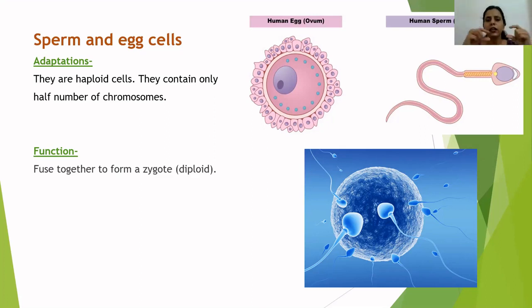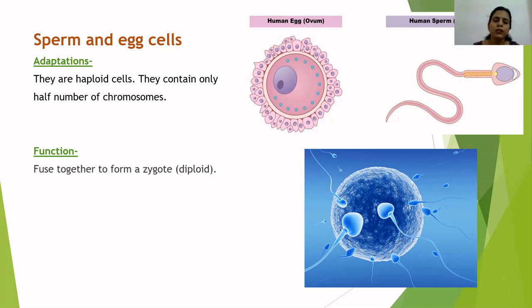Now, when this egg and sperm fuse with each other, they form a single fertilized cell, which is known as zygote. The 23 chromosomes from egg and 23 chromosomes from sperm join with each other inside the zygote and form 46 chromosomes again. So the zygote, the first fertilized cell formed after fusion of these two gametes, is diploid in number.